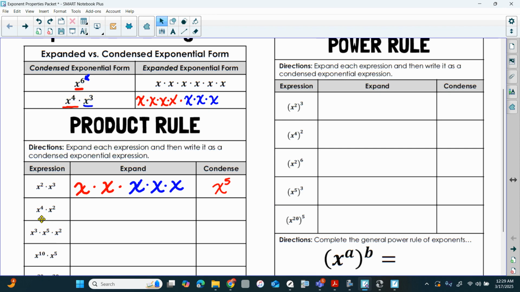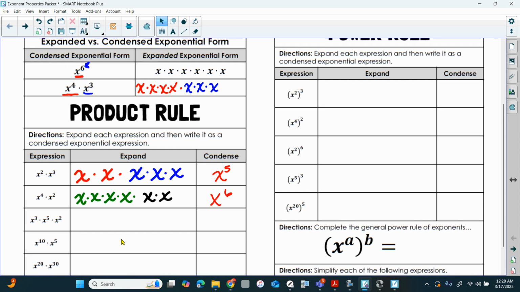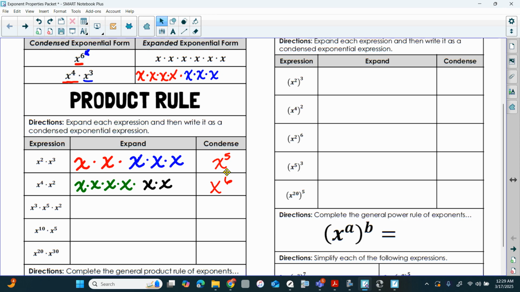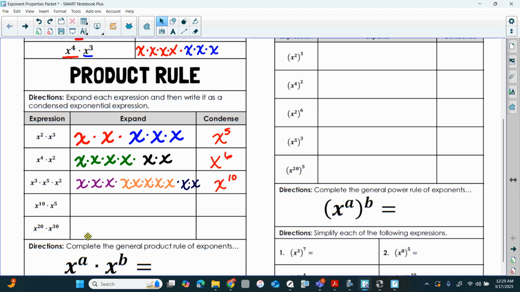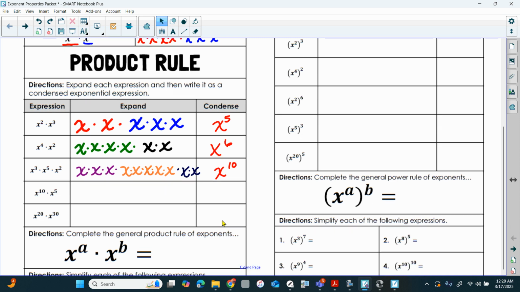Okay, so if I have x to the 4th times x to the second, that means 4 factors of x for the first one, 2 for the second one, which gives me a total of 6 factors. Hopefully we're seeing a pattern here with our expression to our condensed. So like on this next one, x to the third, 3 factors of x, then times another 5 factors of x, times 2 more, gives me a total of x to the 10th power. So what I want you to do is try to show the expanded for each, or show how to get to the condensed. Hopefully we see the pattern here, okay?